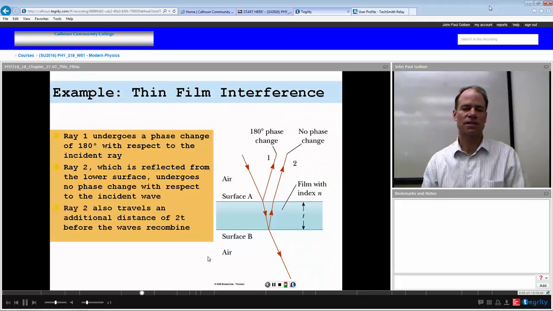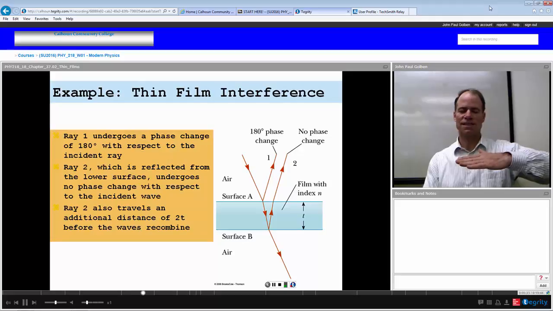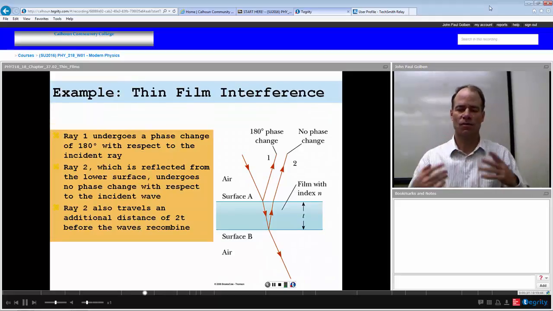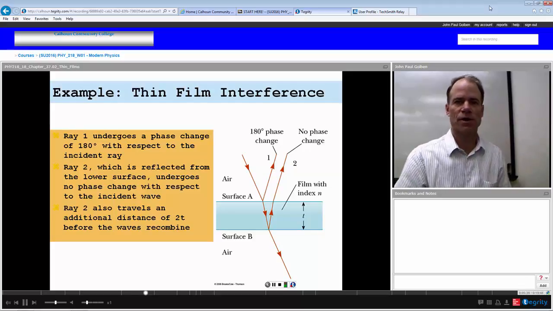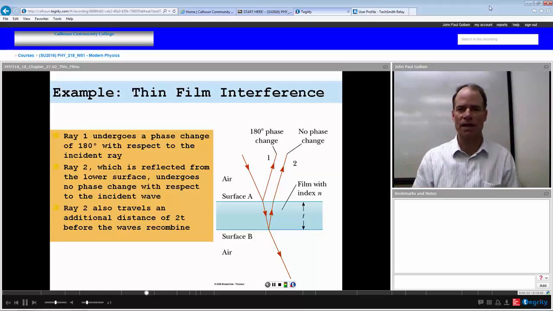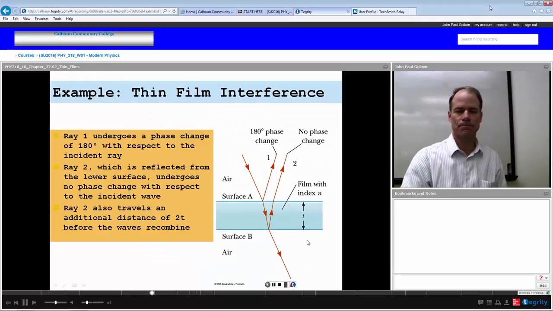It travels an additional distance, though, equal to twice the thickness of the film. It goes there and back again, and with that shorter wavelength. So we have to calculate that into our phase change, because there could be a phase change due to what difference in cycles we have as the waves pass that extra path difference. All these we will consider in our thin film interference.